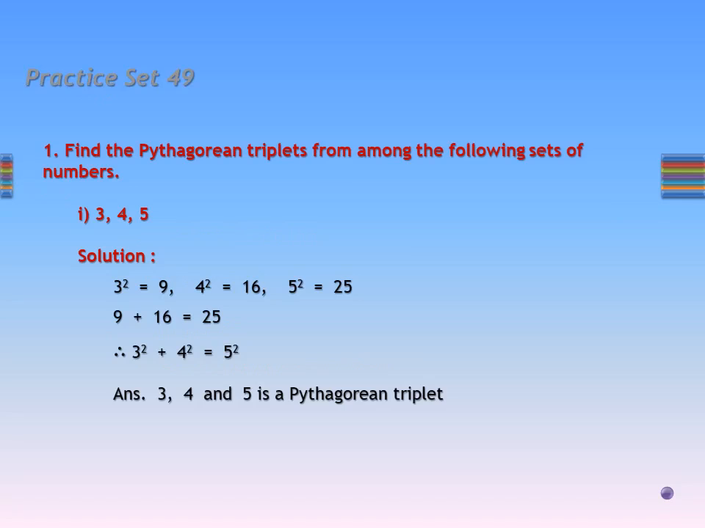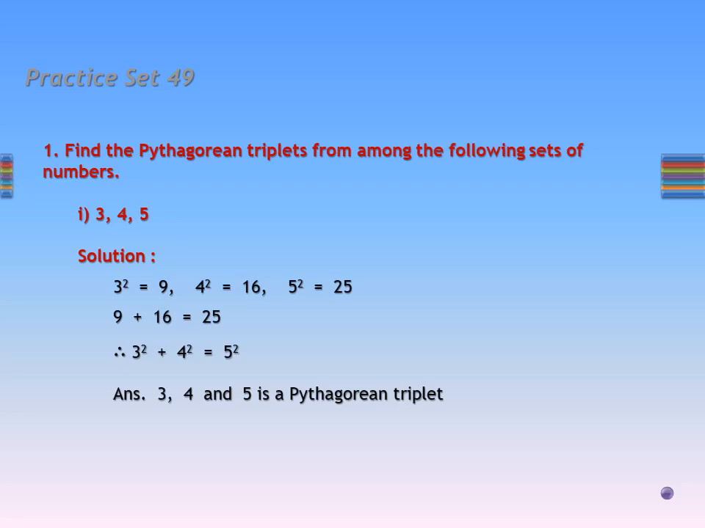Now let us solve practice set 49. First sum. Find the Pythagorean triplets from among the following set of numbers. Here we have 3, 4 and 5. First let us take the square of all the three numbers. 3 square is 9, 4 square is 16 and 5 square 25. Among the three numbers, 5 is the biggest number and the square of 5 is 25.